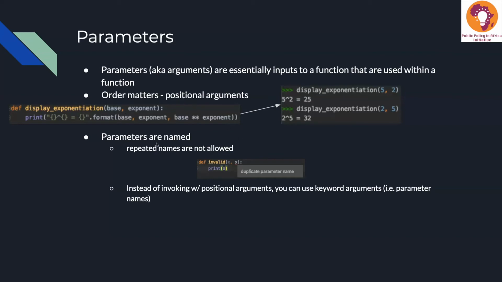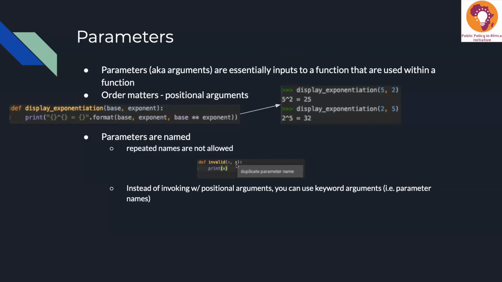Parameters are named, and repeated names are not allowed within your function. So we can't just have something like x, x, x, x, x, x as our list of, say, 10 parameters. Here, this is an invalid function that I've defined, so I've called it invalid. It accepts as its first argument x, and then I tried to add a second argument of another x, and you get an error there.